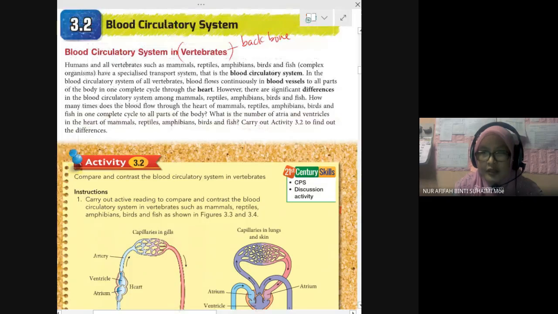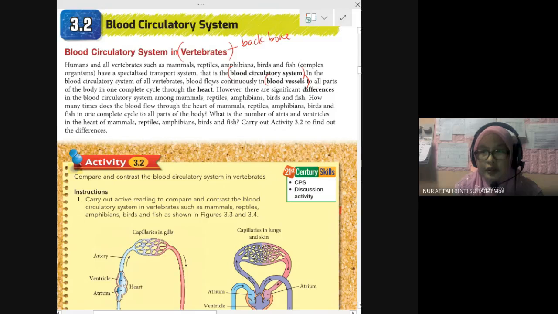So all vertebrates such as mammals, reptiles, amphibians, birds and fish are considered as complex organisms and have a specialized transport system that we call blood circulatory system. Sistem peredaran darah. Okay. So in order to bring the blood throughout your body, we need blood vessel, saluran darah, to carry the oxygen throughout our body.